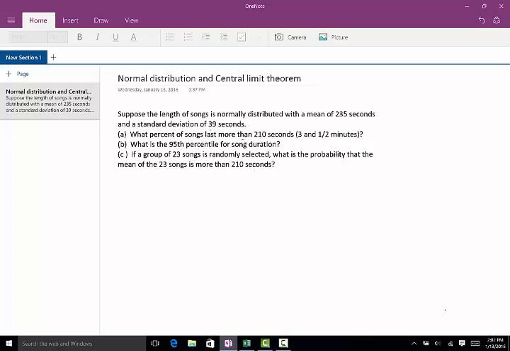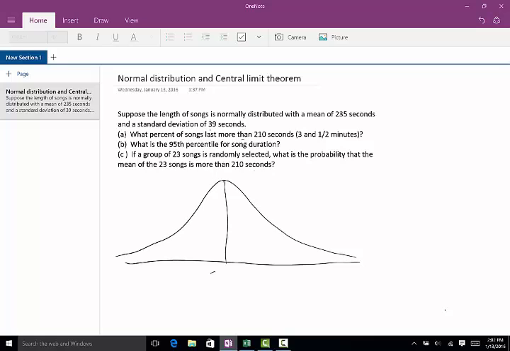Part C. Notice how similar it is to part A. It's still 235 in the middle, and we're trying to find the probability of getting above 210. But we're not going to get the same answer, because this is not the probability of getting one song above 210. It's the probability of getting a mean for 23 songs.